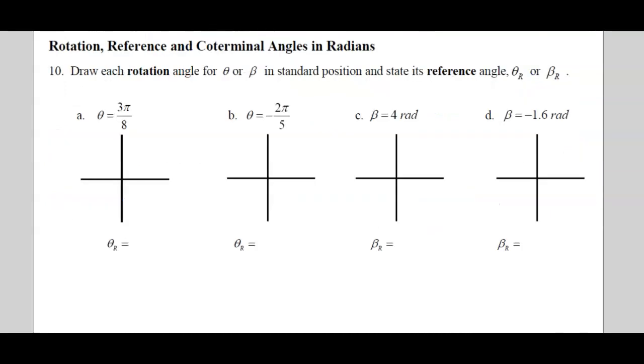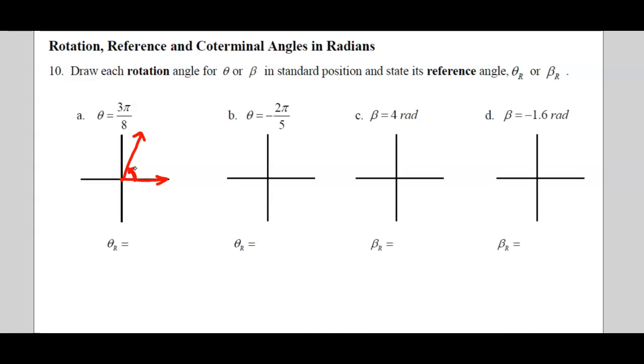All right. So doing some reference angles, coterminal using radians. So draw each rotation angle for theta or beta in standard position and state its reference angle, all in radians here. Okay, so without converting to degrees, 3/8 pi. So think about, pi is a half rotation. 90 degrees is the vertical here, which is pi over 2. Half of pi. Is 3/8 smaller than a half or bigger than a half? Smaller. 4/8 would be a half. So right away, you don't need to figure out what that angle is. You know that the terminal arm is going to be in the first quadrant, because 3/8 is smaller than 1/2.